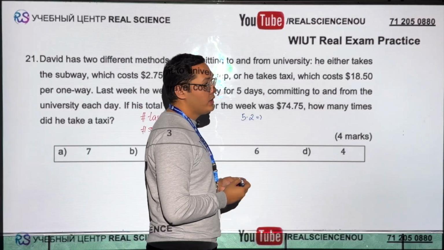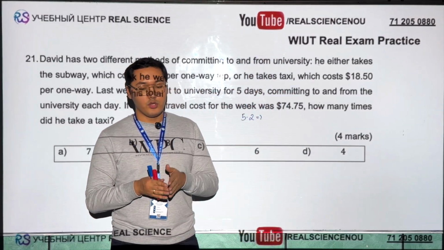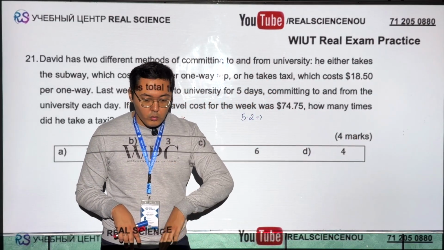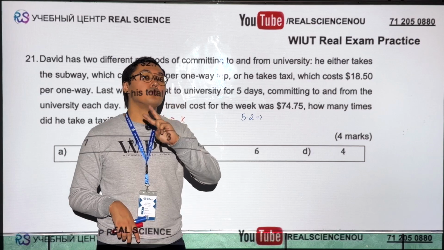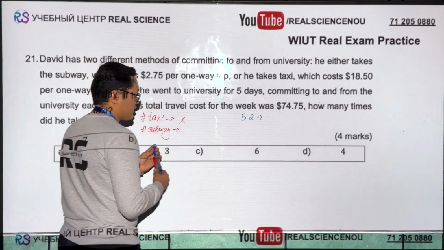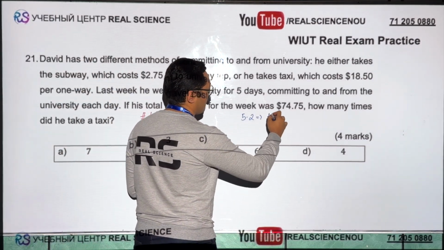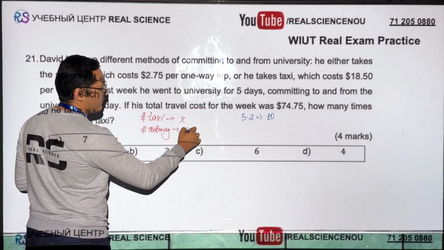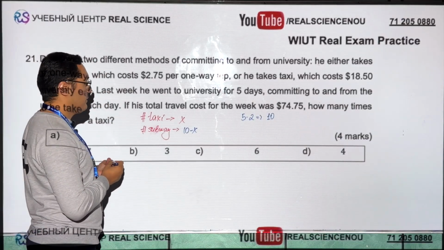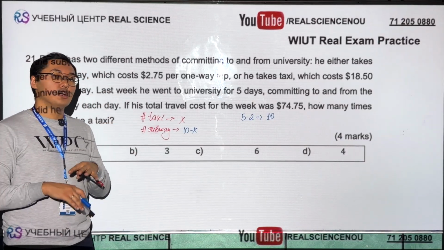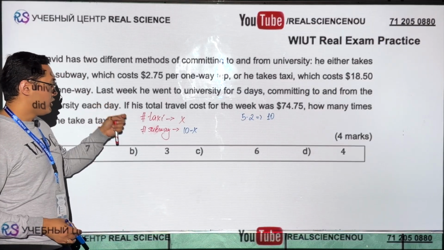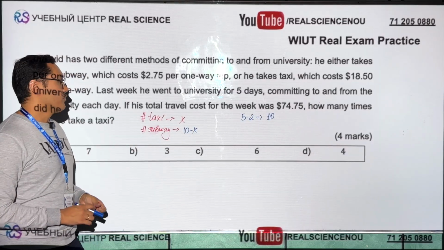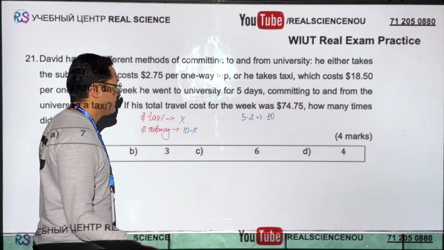Why? Because if he went to university 5 days, he is going from home to his study, and from his study to home every day, so 2 commutes basically. So that's just going to give us 10. And the number of times he used the subway, let's just call that 10 minus x, because the overall number of times he commuted is equal to 10. So if the number of times that he used the taxi is x, the number of times he used the subway is 10 minus x.